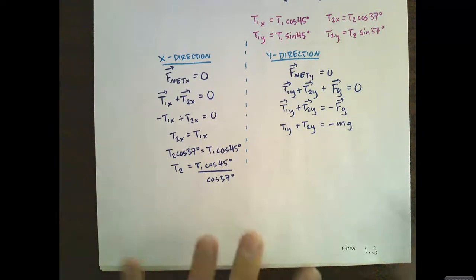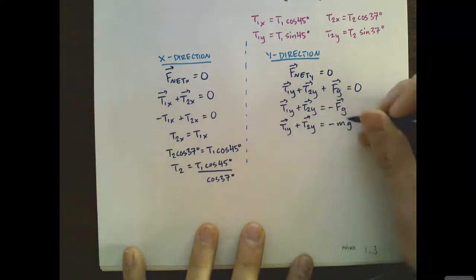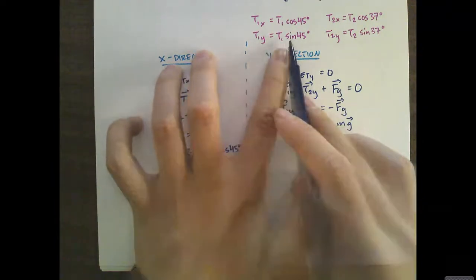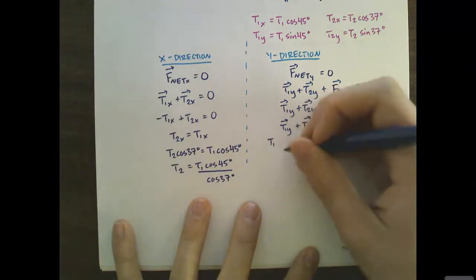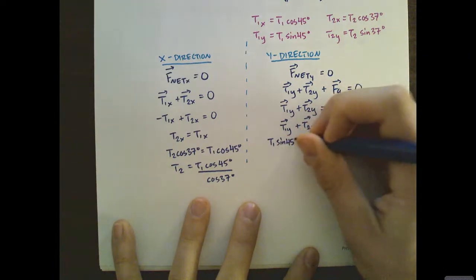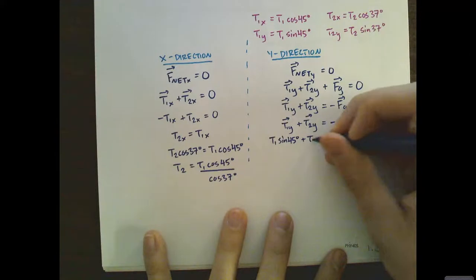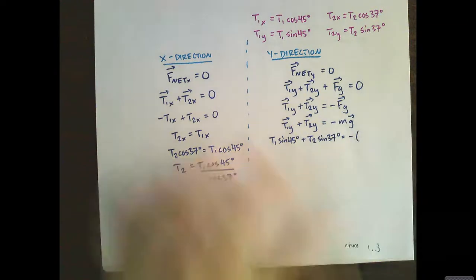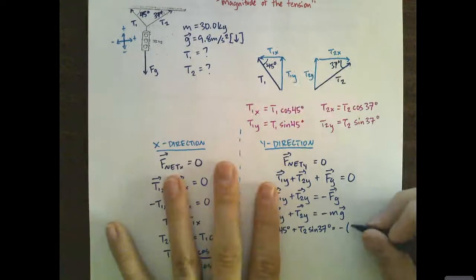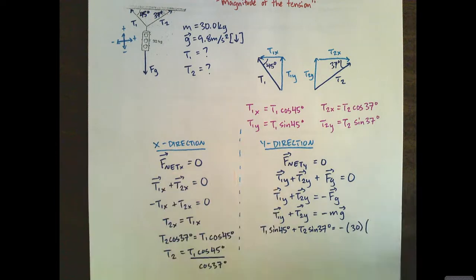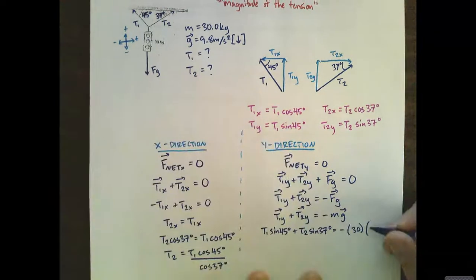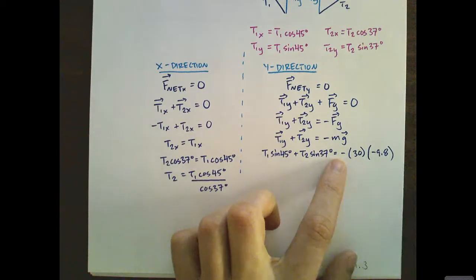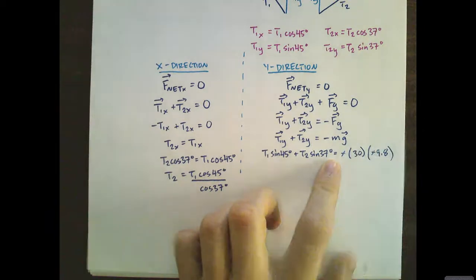Okay. Let's keep our vector arrows for one more step here, because now we're going to plug in our values. So T1y is technically just T1 sine 45, but it's positive. It's in the positive direction. So T1 sine 45 degrees plus T2y, which is T2 sine of 37 degrees, is equal to negative M, which way up here is 30, times, now we plug in our g, which is downward, so it's negative 9.8, and here's that all-important cancellation that happens here. We have two negatives, so this is going to end up being a positive.